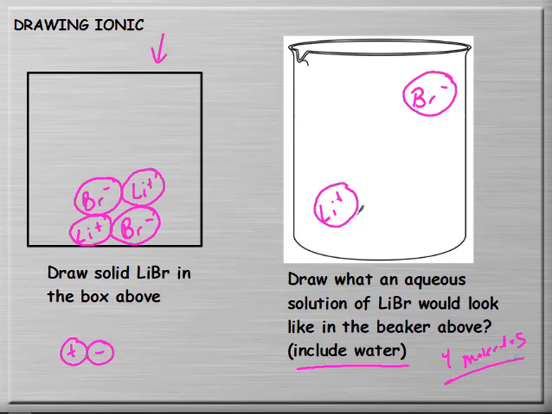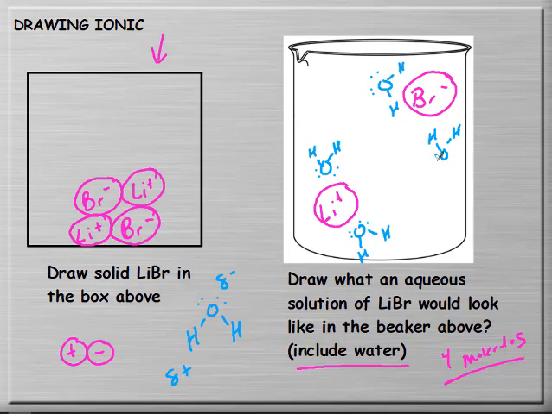So for your water, you needed to realize that hydrogen is slightly positive and oxygen is slightly negative. So the slightly negative oxygens should have been facing the positive lithium. And the positive hydrogens will be facing the negative bromide. That's going to keep the lithium and bromide from going back together.